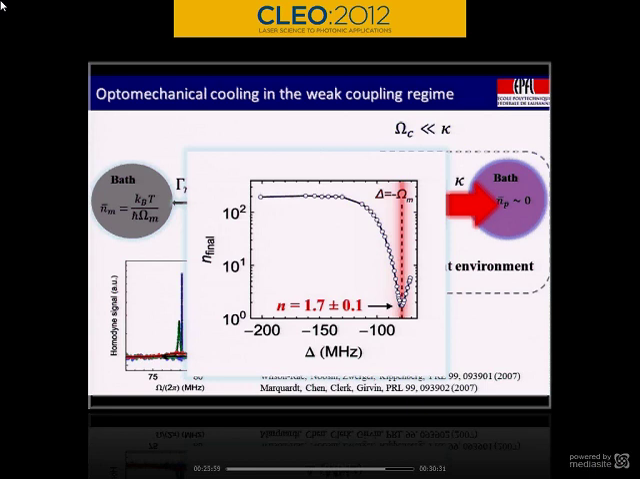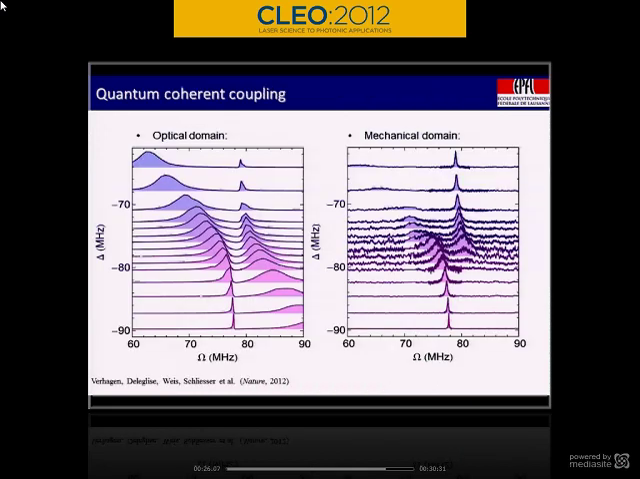Now, this can be seen in this data here. So here again, there's the optical spectrum, so there's optical probing of the transmission spectrum. And then there's also, again, this incoherent probing of the mechanical displacement spectrum. And what's shown here is two detunings.